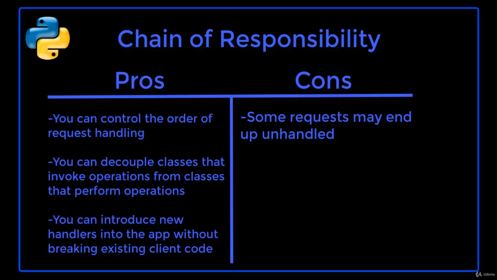Let's look at the pros and cons of using the chain of responsibility pattern. The pros are that you can control the order of request handling, you can decouple classes that invoke operations from classes that perform operations, and you can introduce new handlers into the app without breaking the existing client code. The drawback of using this pattern is that some requests may end up unhandled.